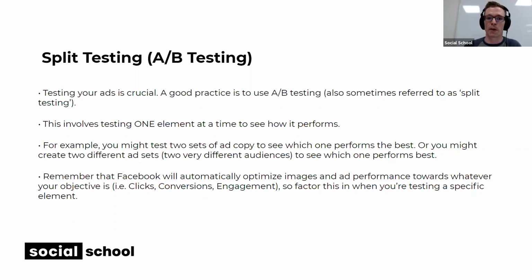So for example, we might want to test 2 sets of ad copy just to see which one the audience finds is more relevant. Again, maybe we want to put the location into the first ad copy, whereas in the second one we keep talking about the features and the benefits. And then we'll really get to see what happens.